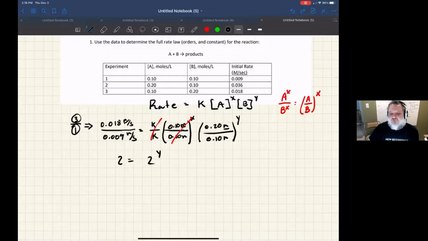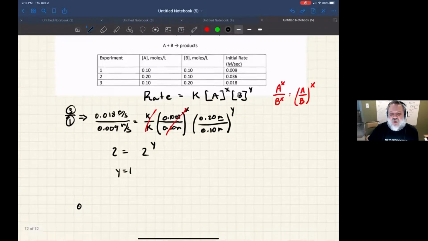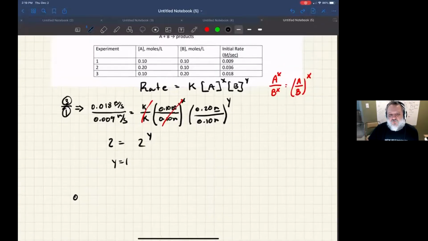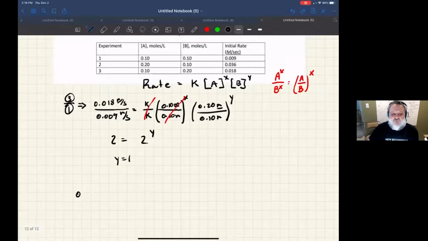And now we have to use our knowledge to solve for this, right? What power of 2 equals 2? Well, 2 to the 1. So that means that y equals 1. So what we've done is we've figured out what y is. Now we're going to do the same thing to figure out what x is, but we're going to find some experiments where the molarity of B stays the same in order to cancel it out.